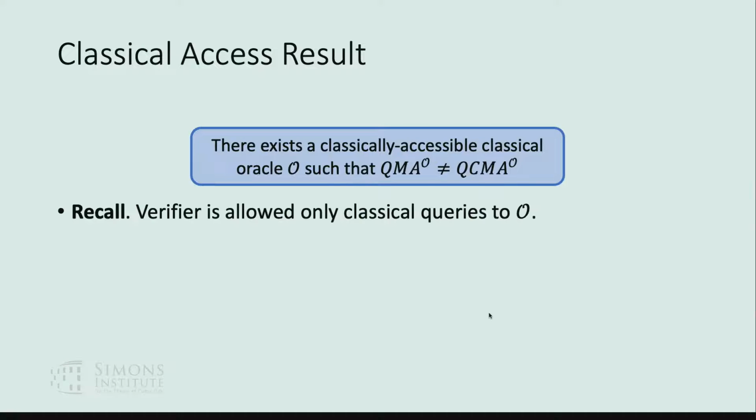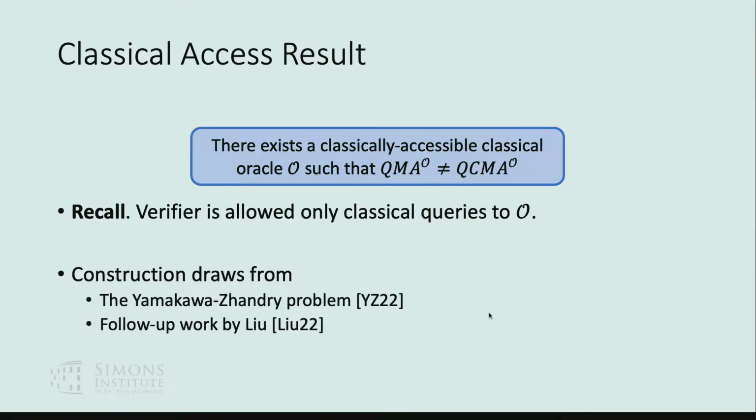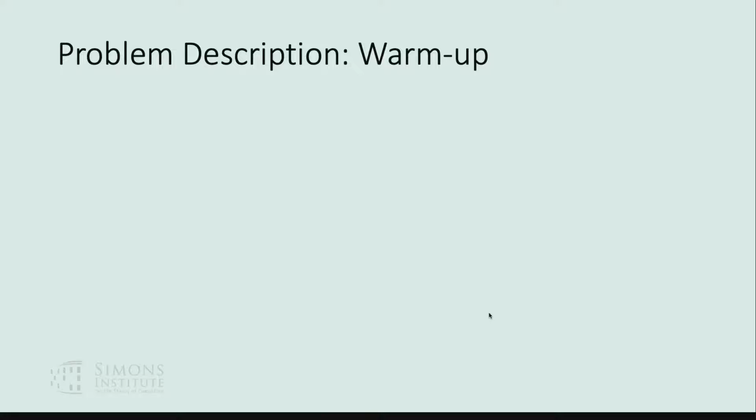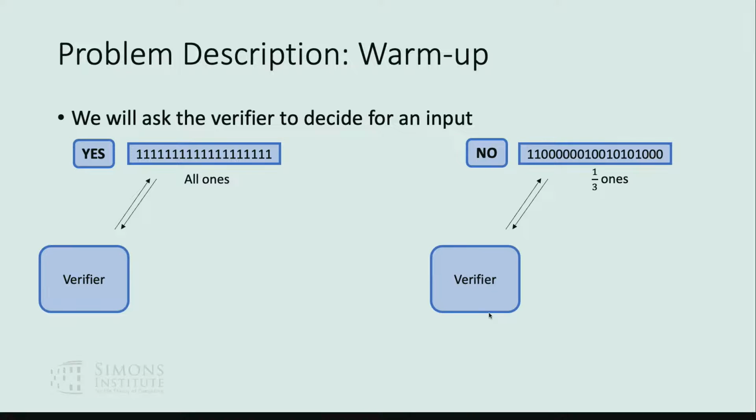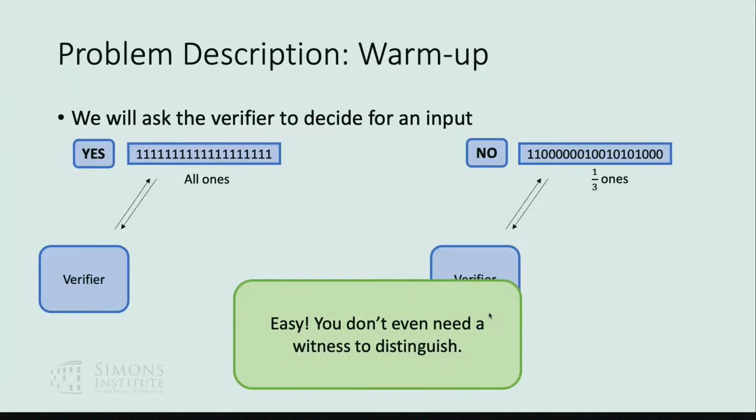Okay, so I'm going to be brief. Our construction draws from the Yamakawa-Zhandry problem and some follow-up work by Chiu-Peng. And let me give you a very brief warm-up. Let's say our oracle problem now is asking the verifier to distinguish an all-ones oracle from a third ones. So it's either all ones or few ones. This is easy, right? You don't even need any witness. You can just randomly sample. If you see at least a 0, you're going to distinguish.